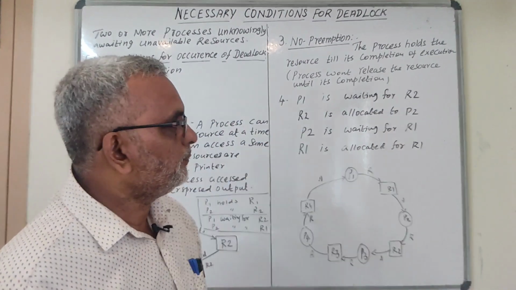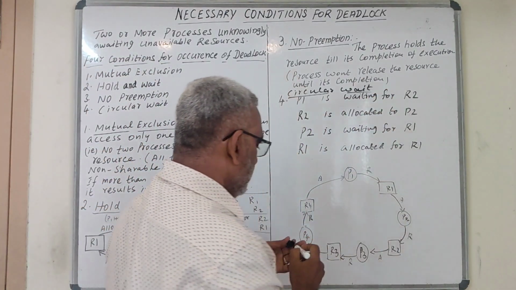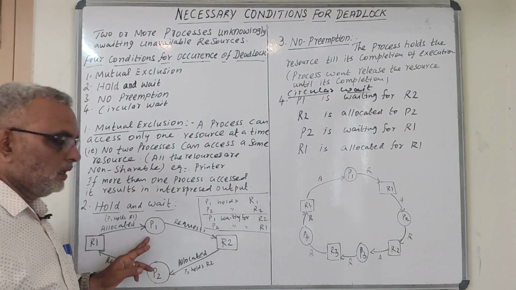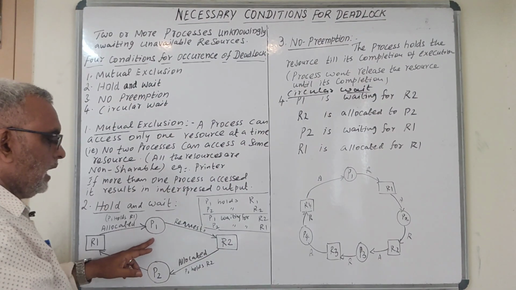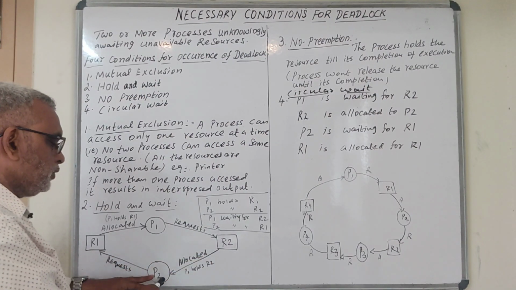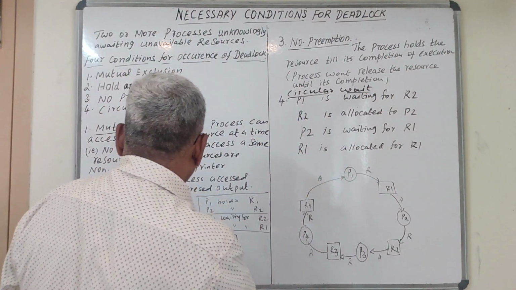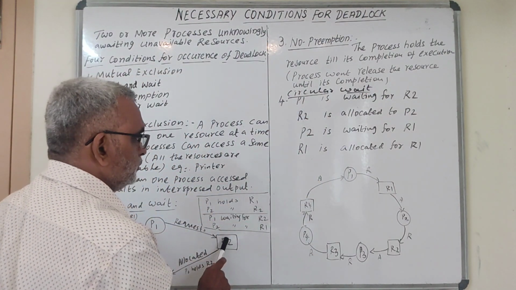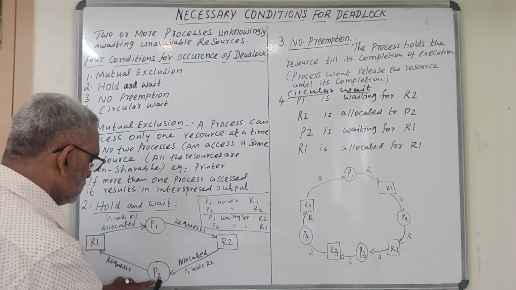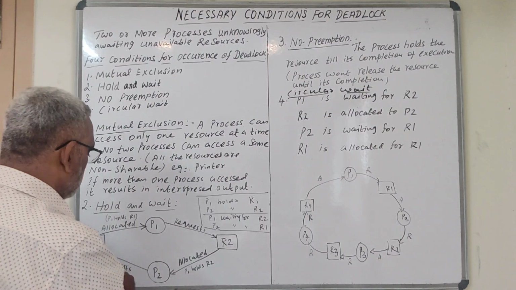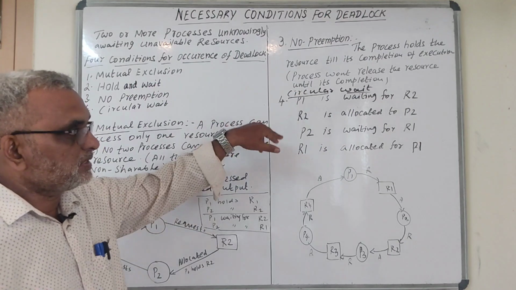The fourth one is circular wait. We can take this example in which process P1 is waiting for resource 2, and process P2 is waiting for resource 1. Process 1 is waiting for resource 2, but resource 2 is allocated to process 2. Now process 2 is waiting for resource 1, but resource 1 is allocated to process 1. So this is a circular wait.